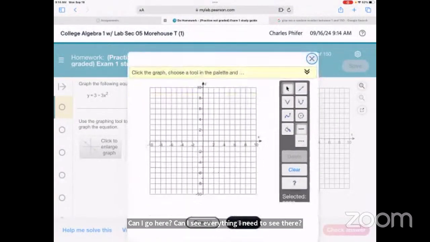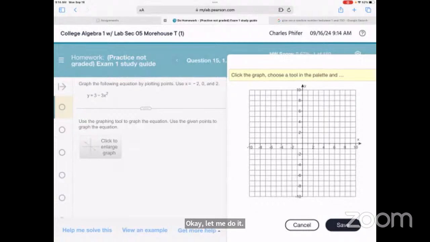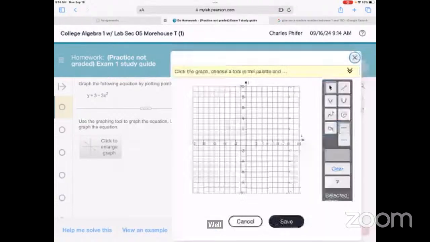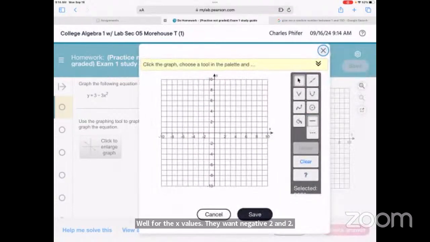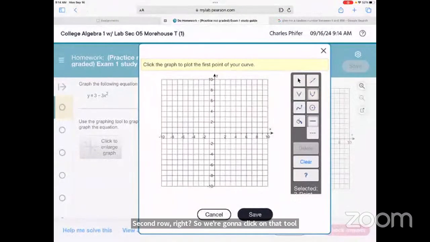Well, for the x values, they want -2, 0, and 2. Notice another property of parabolas: the highest power on the x is going to be squared. That's usually indicative of a parabola, right? So if we're going to graph a parabola, that's going to be the second row. We click on that tool, and it asks us to plot the points. So when x is -2, right?